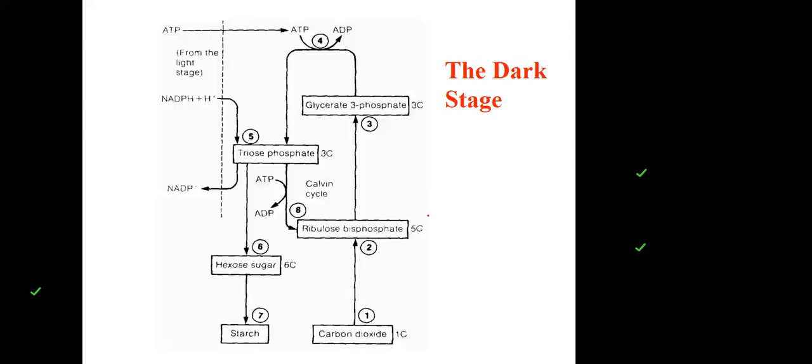Now, this is an illustration of the dark stage. Now, the dark stage has also been called the Calvin cycle because of the work of Melvin Calvin. Melvin Calvin was someone who did a lot of research in photosynthesis and was able to come up with the processes, and he was honored by them calling it the Calvin cycle.